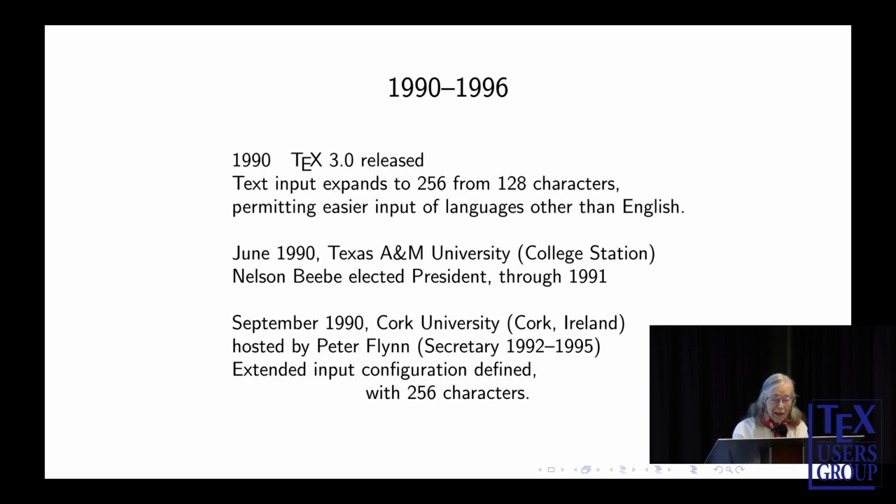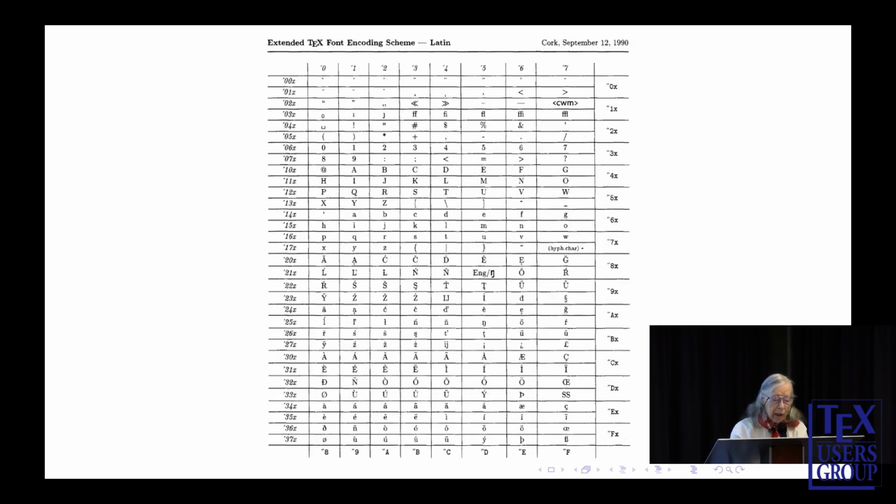In June 1990, the annual meeting was held in College Station, Texas, at Texas A&M University. Nelson Beebe, who you also see here, was elected president, an office he held until the end of 1991. In September, another TUG-recognized meeting took place in Cork, Ireland, hosted by Peter Flynn, of whom I also do not have a picture. And Peter became secretary from 1992 to 1995.